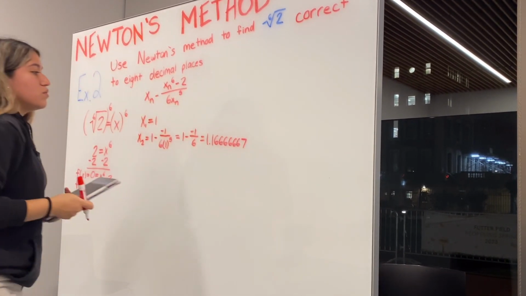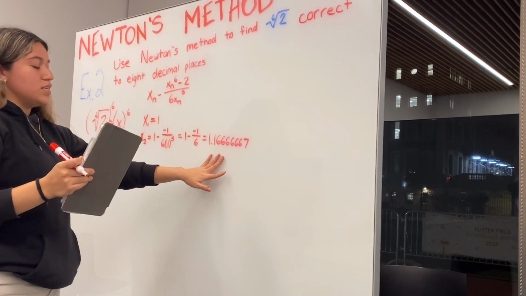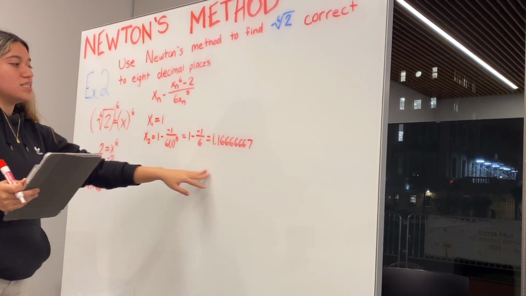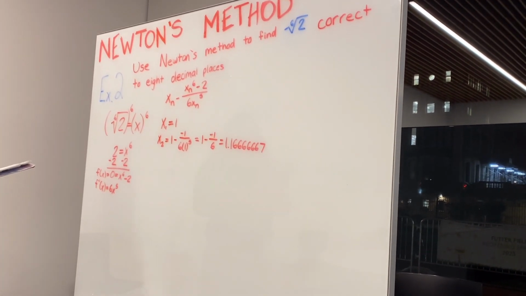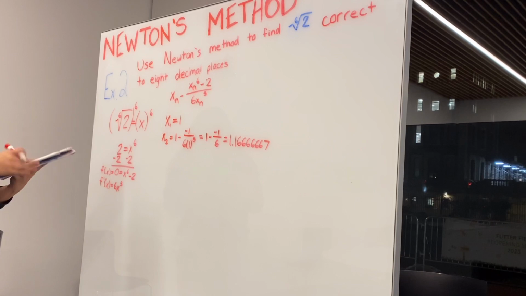1.166666667. So remember that the reason why we're using so many decimal places is because Newton's method is typically used up until the 8th decimal place. So throughout the whole problem, we're going to be going to the 8th decimal place.